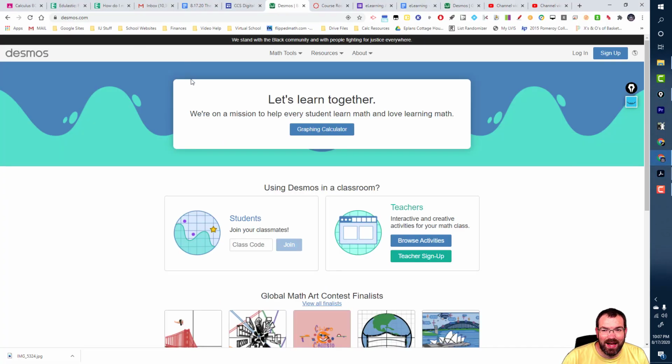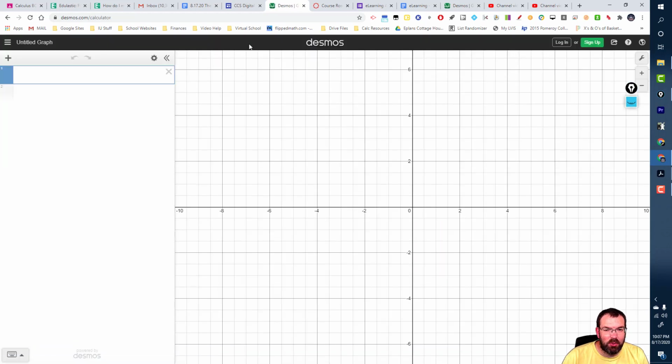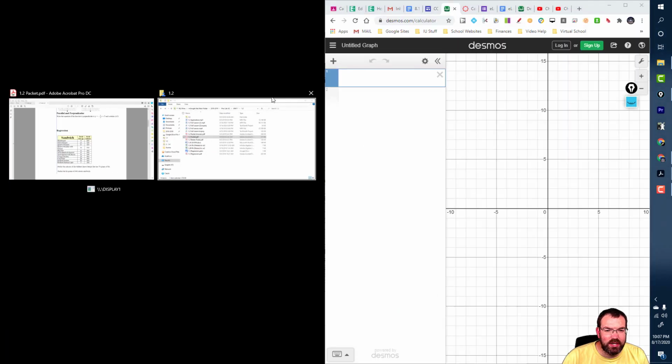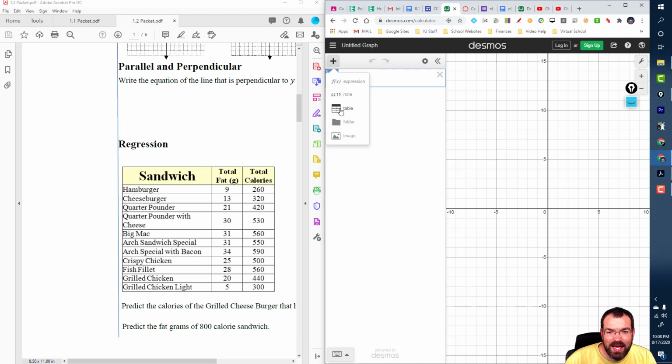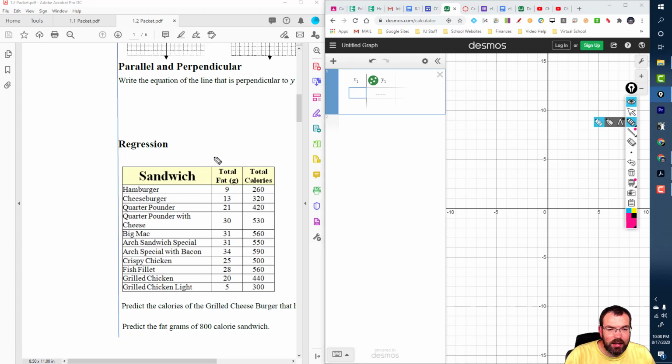Remember, Desmos.com. You're going to click on the graphing calculator. And this is what pops up. I'm going to dual screen it so I can show you what I have to do here. On the Desmos side, we're going to hit this plus icon, and we're going to hit table. Now that table looks like this table. All you're going to do is type in the first column. The first column is our X's and this is our Y's. Whatever the first column is, this is always X and always Y. Don't get them confused.